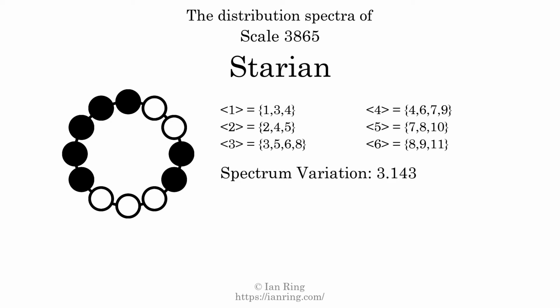The spectrum variation is the sum of all the widths, divided by the number of tones. The spectrum variation of this scale is 3.143. Since the variation is greater than 0, this indicates that the scale is not perfectly even. The highest spectrum width is 5. Since this is greater than 1, we know that this scale is not maximally even.